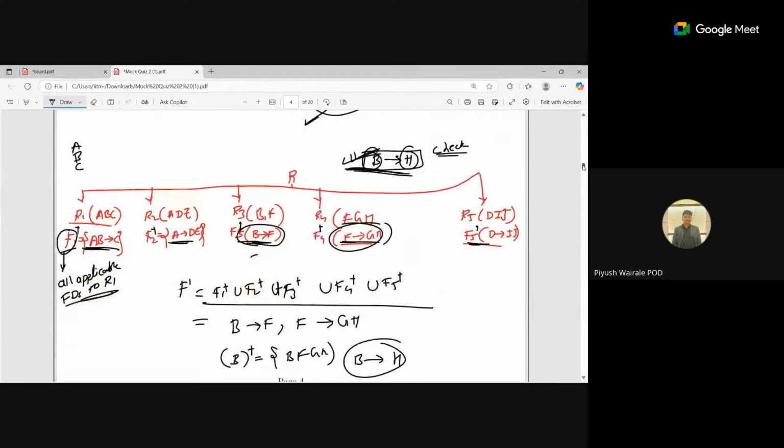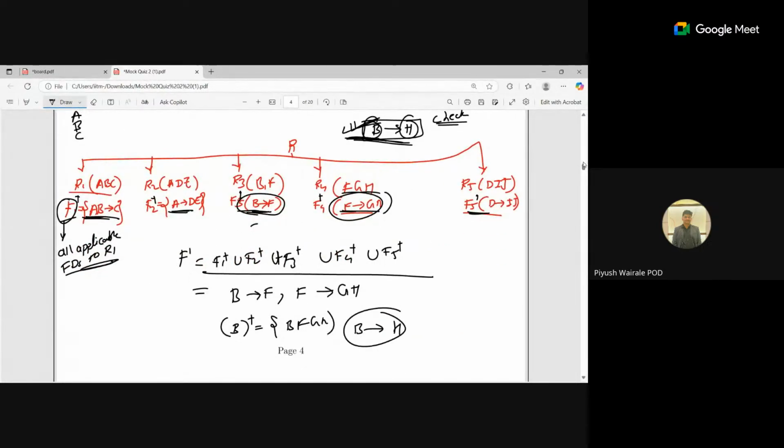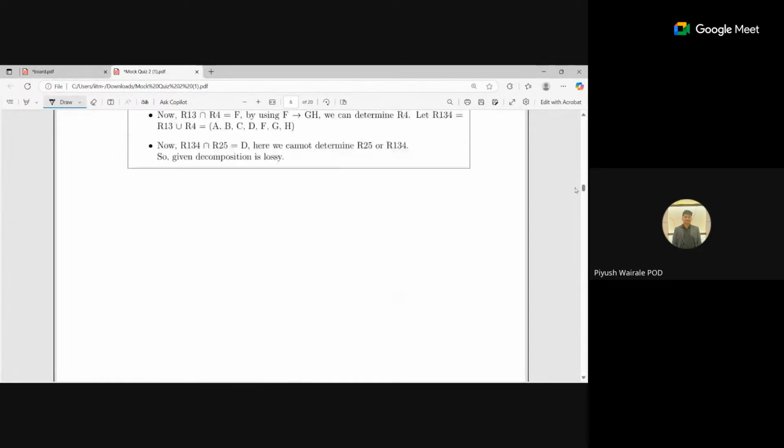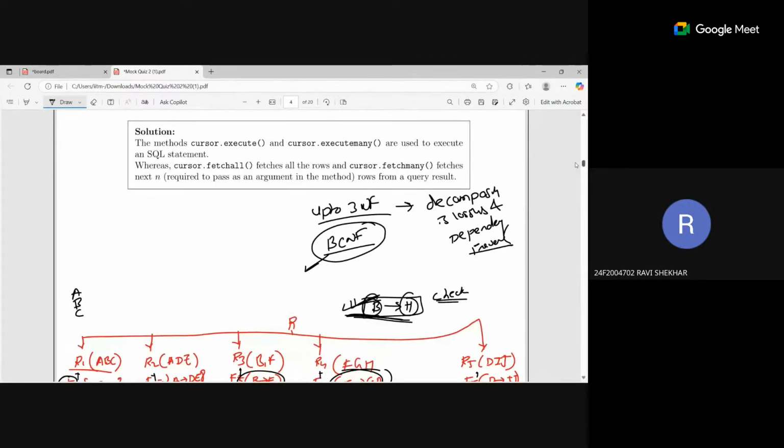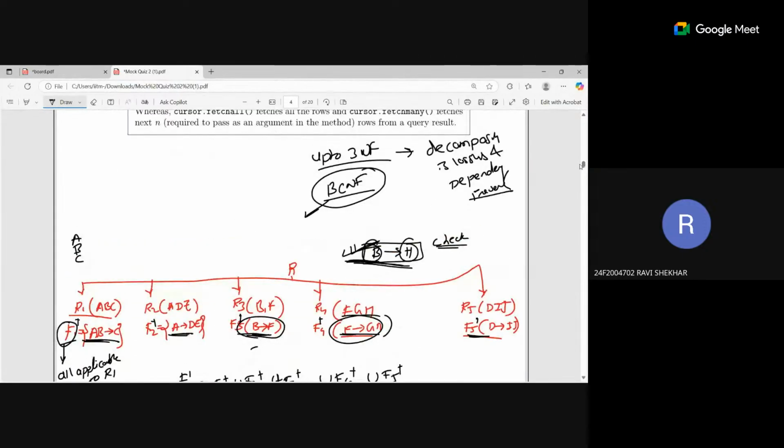So anyone, any question here? How to check for dependency preserving? So you mean to say if the decomposed relations are in 3NF, then we can say they are lossless and dependency preserving both? Yeah. If the decomposed relation is in 3NF, then it is lossless as well as dependency preserving.